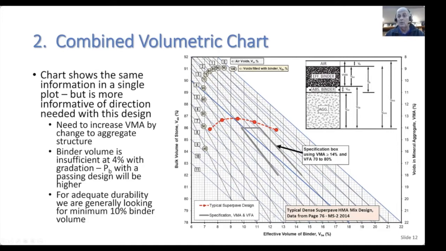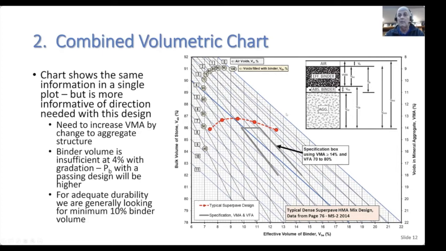So just a word to explain what this chart is. On the horizontal axis, we have volume of binder, not the mass of binder. We know mixtures work volumetrically, so why not use the volume? It's the effective volume of binder. On this vertical axis, we have VMA, and you'll see the numbers run from low numbers at the top to high numbers at the bottom. Volume of stone is on the other vertical axis, and you'll see 92 corresponds to 8 and 78 corresponds to 22.